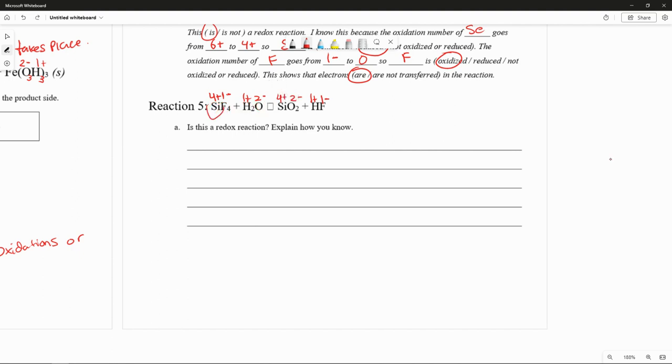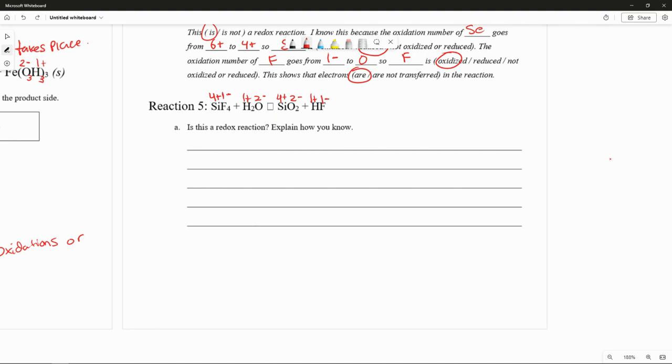Starting with Si, we can take a look. Si has a 4 plus on the reactants and a 4 plus on the products, so we can exclude Si from our oxidation or reduction element. Next up, we have F. F has a negative 1 on the reactants and a negative 1 on the products, so we can also exclude F. We have hydrogen here, 1 plus on the reactant, 1 plus on the product. We can also exclude that. And oxygen, we have 2 minus on both sides, so we can exclude all that.